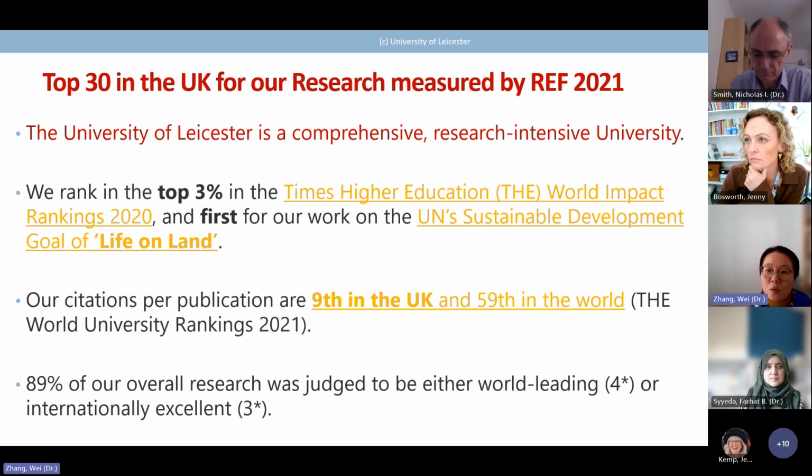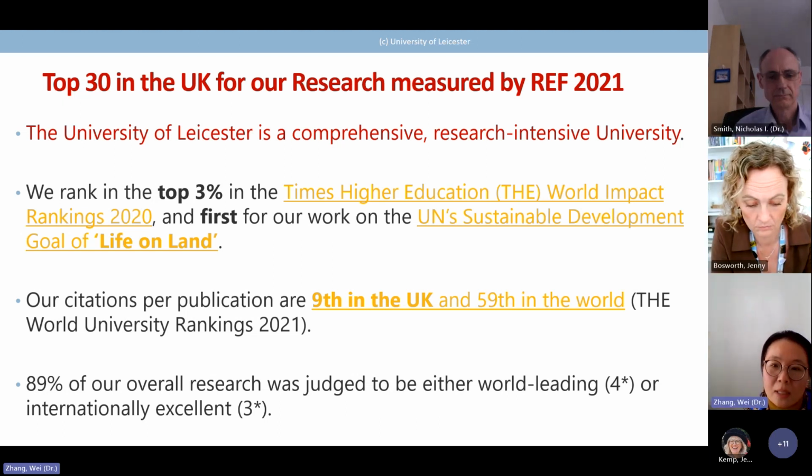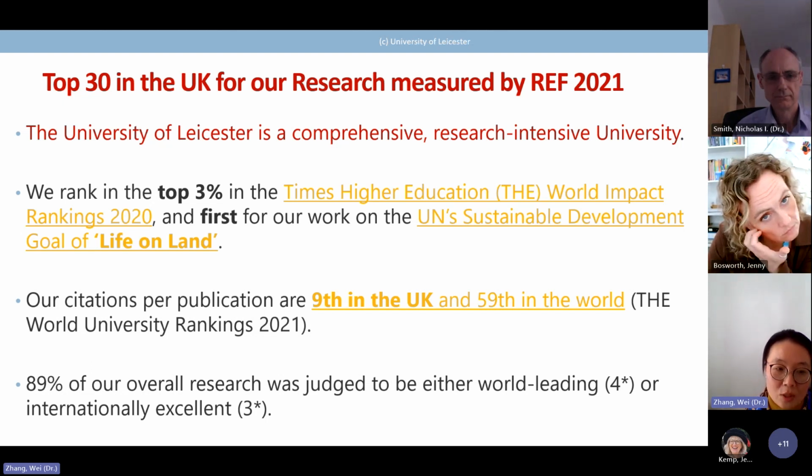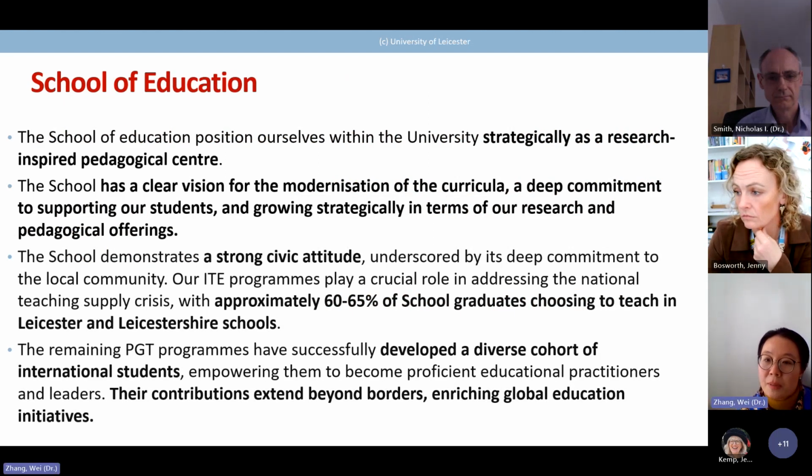The university is one of a small number nationally to achieve TEF Gold, alongside a top 30 research excellence performance measured by REF 2021. By saying REF, we actually mean Research Excellence Framework. I'll leave you to read about Leicester University's outstanding position in World University rankings and the quality of our research outputs. The university overall is a comprehensive and research-intensive university. Not surprisingly, our institution has a research-inspired education strategy. So the School of Education positions ourselves within the university as a research-inspired pedagogical centre, particularly to provide institutional support with pedagogical research for the university.